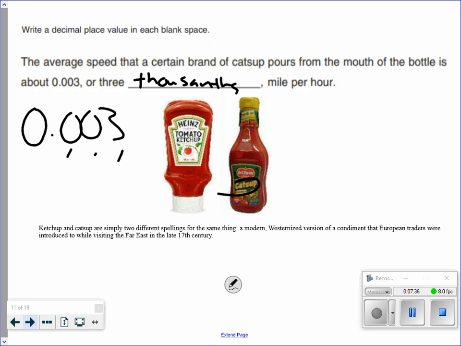Ketchup and catsup are simply two different spellings for the same thing. I googled that for you. Catsup. I don't think I would eat catsup on my hot dog or brat. That's disgusting. I'll have tomato ketchup. Maybe that's what I'm used to.